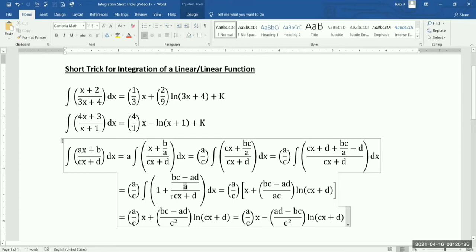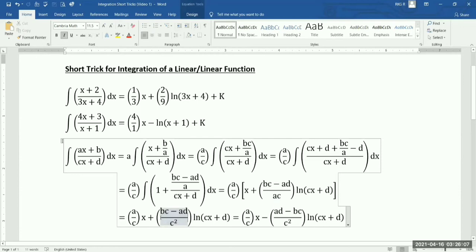So a by c will be common. Integration of 1 will be x, plus this whole constant thing will come out, and then integration of 1 upon (cx + d) will be ln(cx + d) divided by the coefficient of x, which is c. So after integration, I have got this answer. Let us simplify this some more. I'm going to multiply by a by c. So this will become (a/c)x, and a by c into this whole thing: a and a will cancel out, and this will become c squared in the denominator. So this is the final result that I have got.